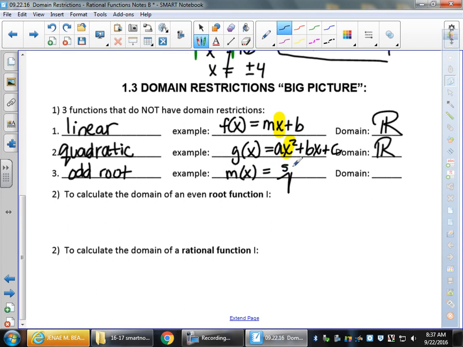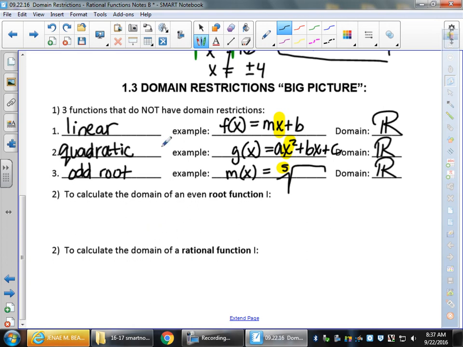a 3, a 5, anything with an odd number here. 3, 5, oops, didn't mean to erase it, wanted to highlight it. 3, 5, 7, give me another odd number. 9, the 9th root, 15th root, any odd number there, I know my domain is going to be all real numbers. So in these 2 next questions, we're going to summarize what we learned yesterday and what we just learned.